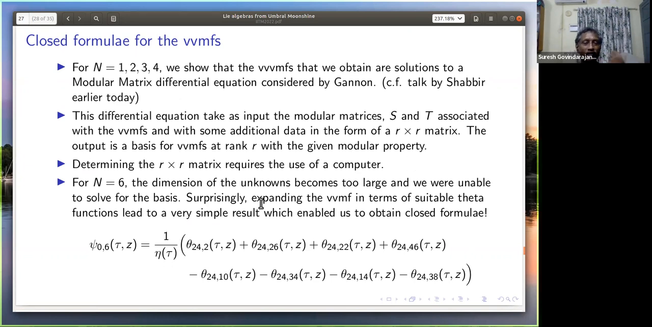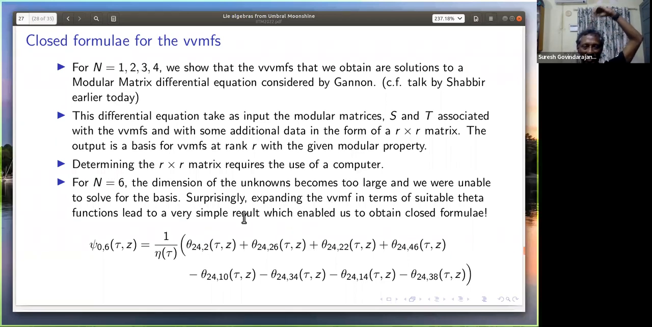But for n equal to 6, everything was tough. The dimensions of the unknowns became very, very large and we were unable to solve it. You have to fix some unknown coefficients. So we have to solve something like 6 into 6, 37, 7 into 7, 49 minus some 4, 28. So a 21 dimensional space, we had to figure out things. Anyway, I was not able to solve it. I tried, it was not for lack of trying.